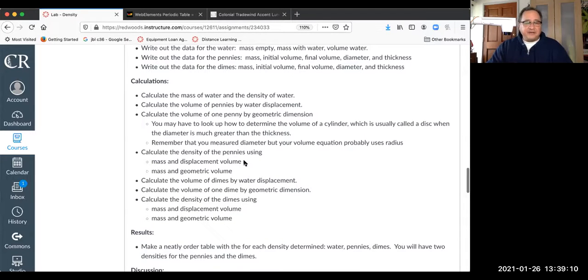Now I'm going to back this up a little bit, and we're going to look at calculations here because some of them can be tough. Some are very easy. So let's look at an easy one. Calculate the mass of water and the density of water. So for the mass of water, and I'm going to change my share with you in just a moment, you're probably going to do something like this in your lab notebook. So I'm going to switch my share once again.